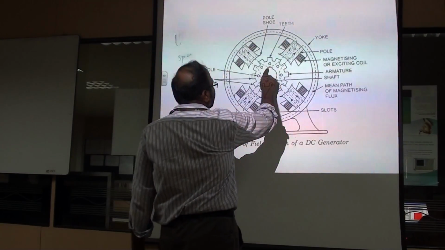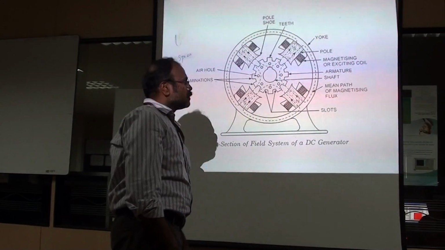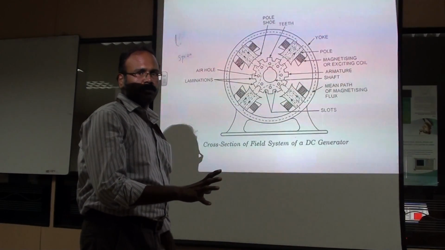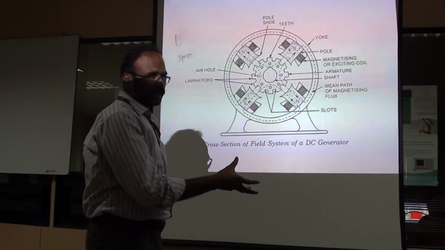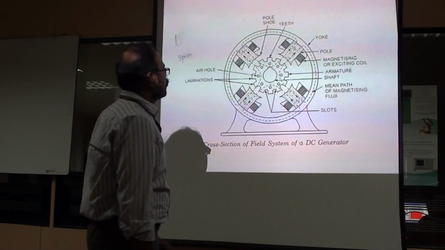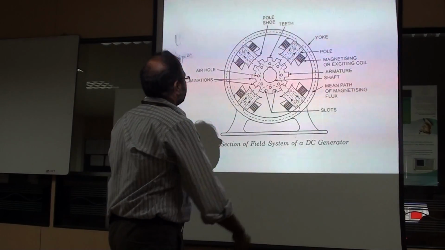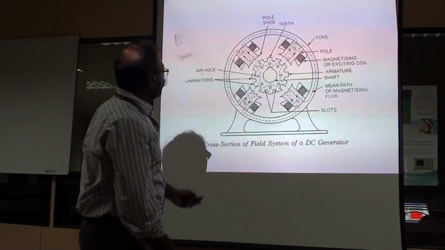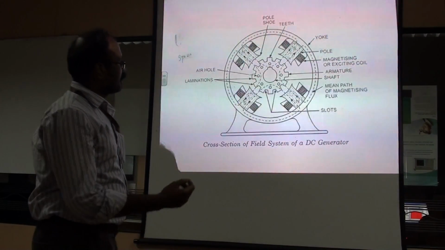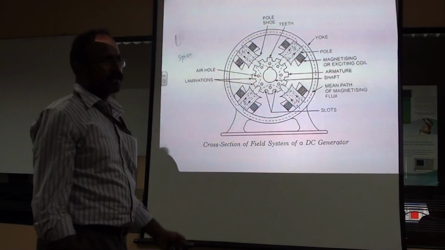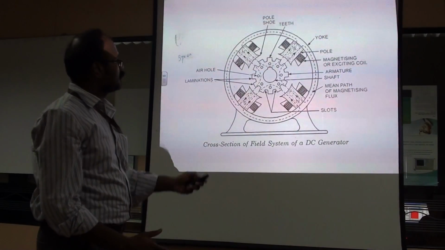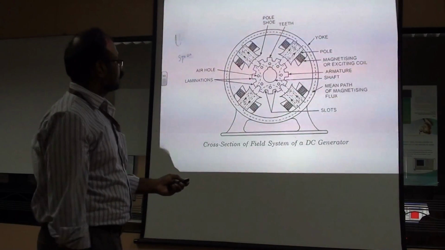And this is the keyway of your armature, which is used to fix the armature laminations over the shaft. It should be locked in the shaft. For that, they are using a keyway. And these are the slots, as I told already. Here they are showing one lamination of the armature. So by combining a large number of laminations of the armature, we can get a complete armature structure.